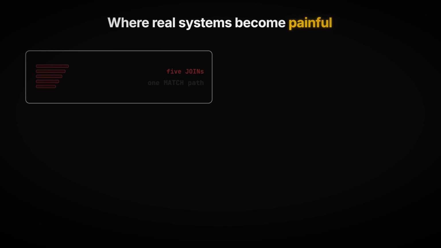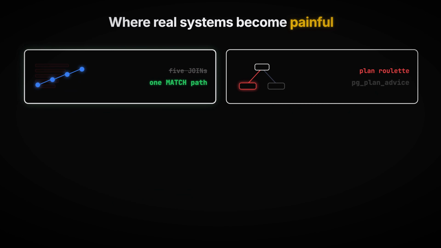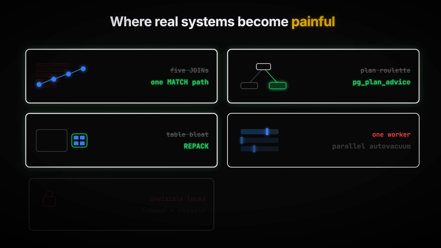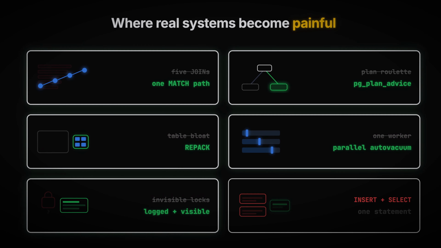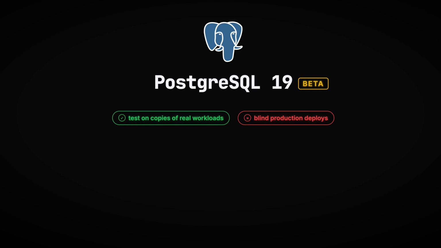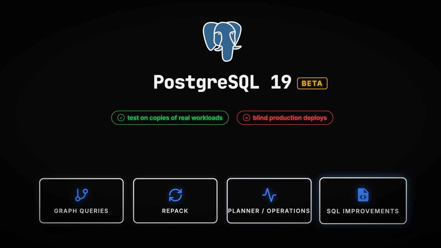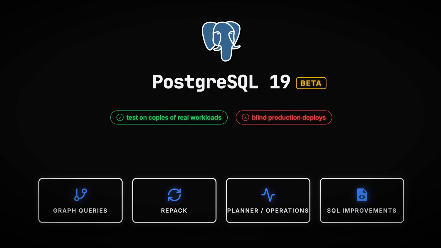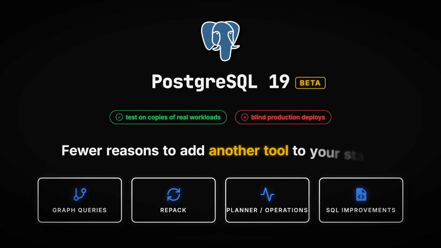So, PostgreSQL 19 is not one giant reinvention. It attacks the places where real systems become painful. Complicated relationships, unpredictable query plans, table bloat, vacuum pressure, invisible locks, and unnecessary application code. PostgreSQL 19 is currently in beta, so this is something to test against copies of real workloads, not something to blindly push into production. But its biggest achievement may not be graph queries or REPACK individually. It may be how many reasons it removes for adding another tool to your stack.